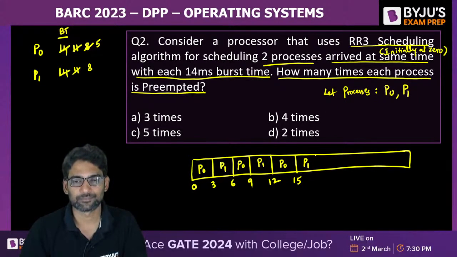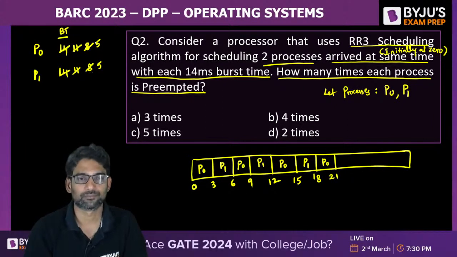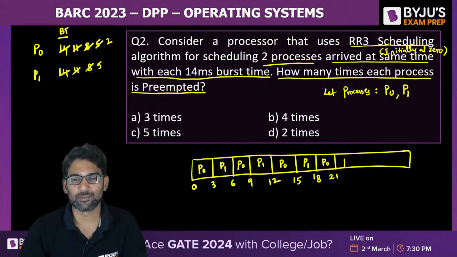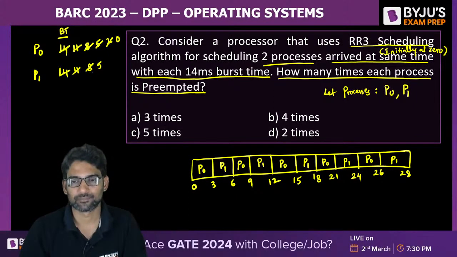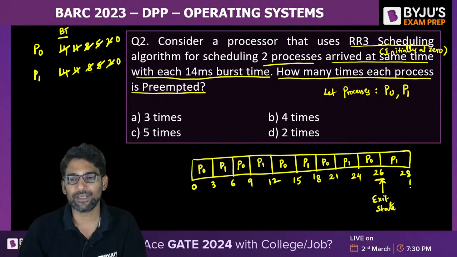then P1, then again P0, then again P1, then again P0, then P1. Now at 26 the process completed. P0 completed, so it goes to the exit state. P1 also goes to the exit state.